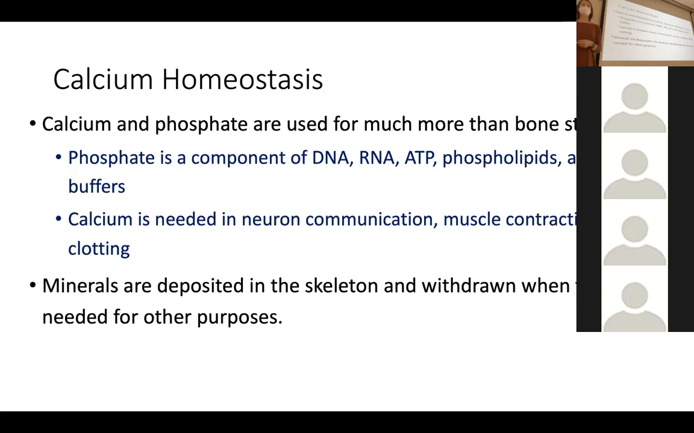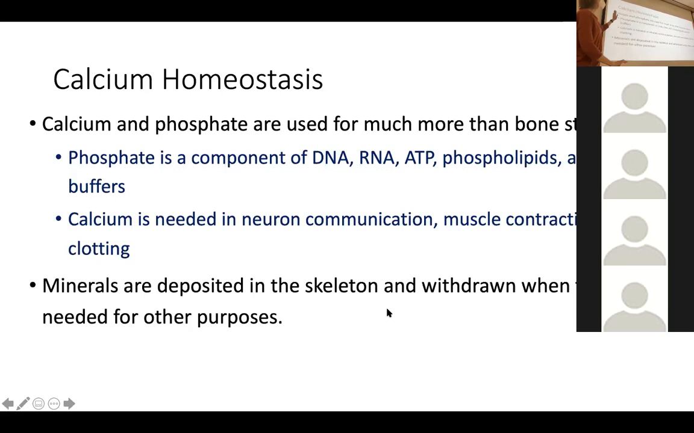So like I said, these minerals are essentially deposited in the skeleton to be stored. So it's a great storage facility for calcium and phosphate, along with a lot of other stuff. And then they're taken out when needed. So when they're needed for neuron communication, muscle contraction, to make DNA, to make phospholipids, all that stuff, they can be taken out of the skeleton by basically dissolving the bone and used for other purposes. So you can think of the skeleton as a storage facility for these molecules.